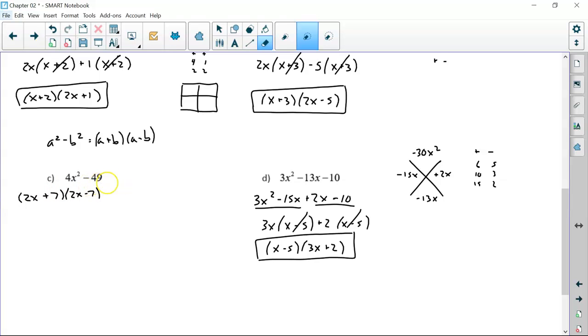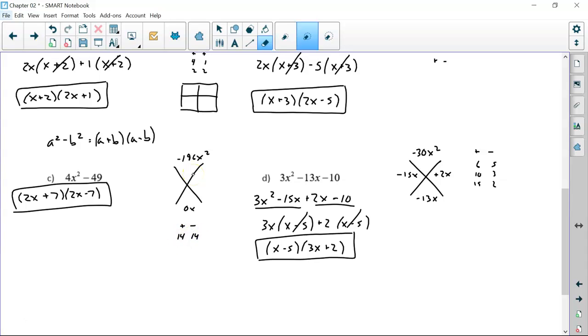If you didn't notice that, you could do the same thing we've been doing. Negative, so 49 times 4 is negative 196x squared. And now the middle term is 0x. So the last number is negative, so our signs are opposites. Now to get a 0 for the middle term, they have to be the same numbers. So it has to be a 14 and a 14.